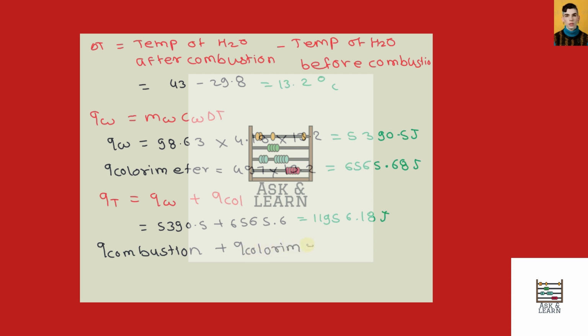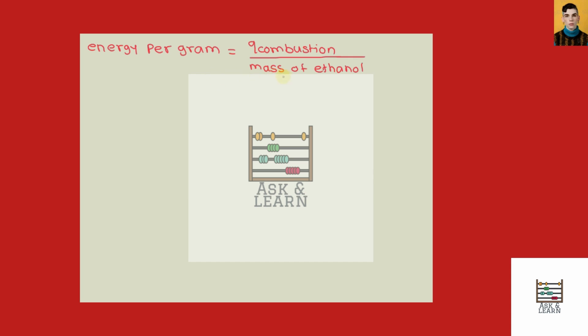Now here we find Q of combustion. Q of heat gain by combustion plus heat gain by the colorimeter is equal to 0. So here heat gain by ethanol is equal to total heat gain, which is equal to minus 11956.18 joule. Now here we find energy per gram, and the formula is energy per gram is equal to the heat gain by combustion divided by mass of the ethanol, which is equal to minus 11956.18 divided by 1.16, and by calculation we get minus 1037.4 joule per gram, which is equal to minus 10.31 kilojoule per gram.